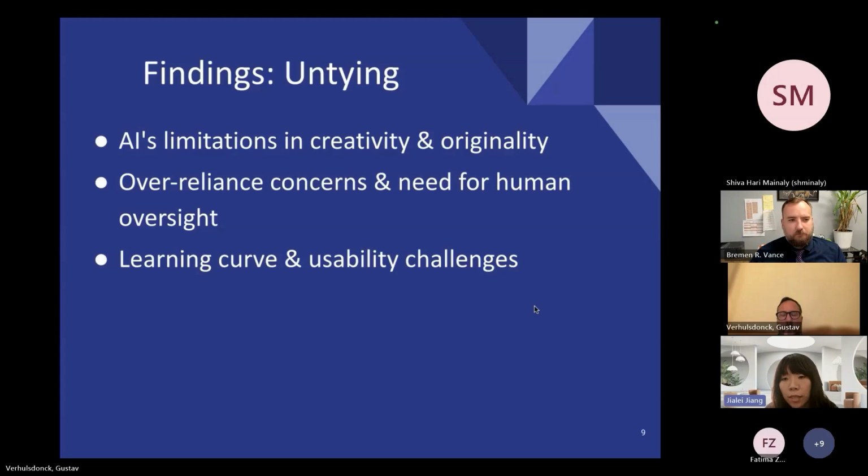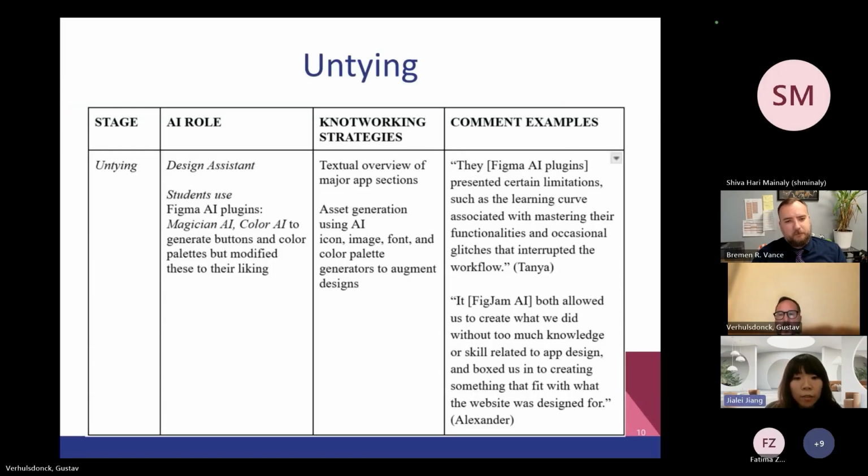However, as students moved into the untying stage, they began encountering significant challenges. Although initially helpful, GenAI tools presented notable limitations. Many students described a steep learning curve and usability challenges. Next slide, please. Kenya, for instance, noted difficulties mastering the functionalities of specific plugins, while Nisha mentioned how navigation issues initially slowed her down.